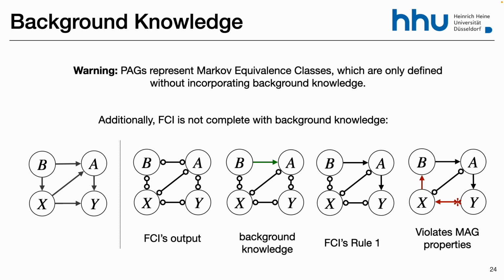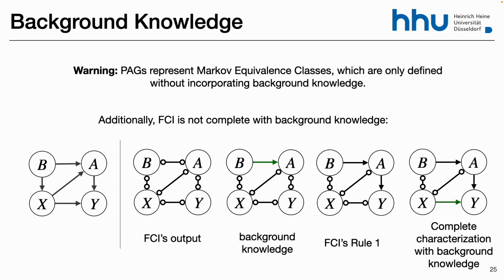But then I create this cycle or almost cycle. So I cannot have an arrowhead here. If I don't have an arrowhead here, it has to be a tail here. And I cannot have another tail here because of the violation of MAG. So it has to be this. So this would be the complete equivalence class under background knowledge, but we don't have an algorithm to do it. But you can do it by hand.